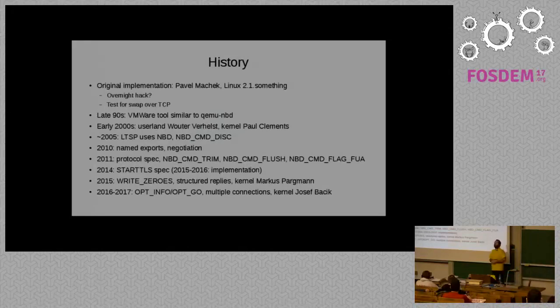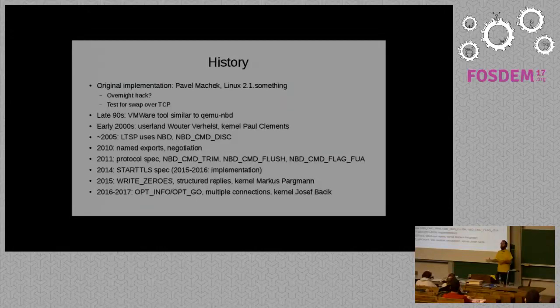A little bit of history. Where does NBD come from? Originally, it was written by Pavel Maček and submitted to the kernel for Linux 2.1.109, I think, but I'm not 100% sure. It's always felt to me like he did it in a sort of overnight hack. Can we do this? Is this possible? Can I do swap over TCP? Oh yeah, I can. Wow, now I've got this thing, it works. What do I do with it? Let's submit it to Linus. And he got it into the kernel. And here we are 20 years down the road and it's still there and it still works.